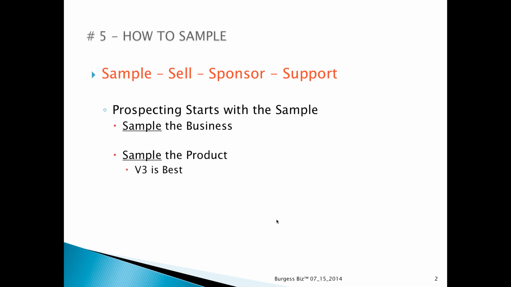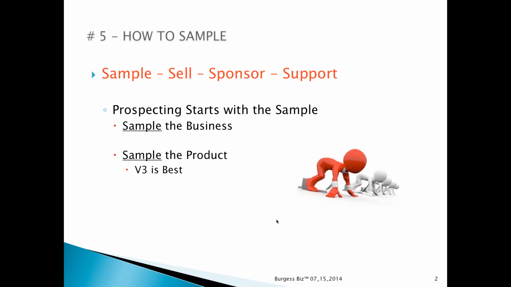Sample, sales, sponsor, support are the 4 S's that I learned early on in my career in network marketing. And prospecting starts with the sample. You sample the business and you sample the product. V3, of course, is the best product to sample.